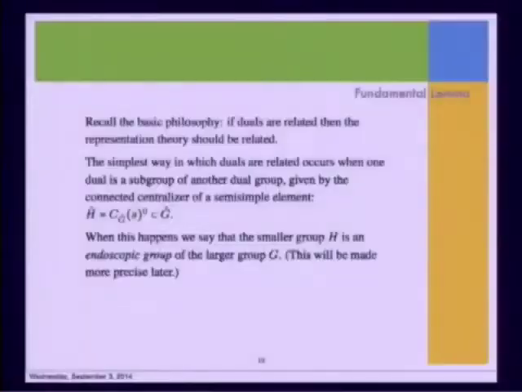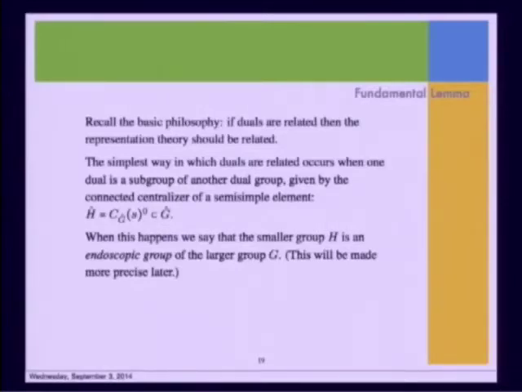Okay, so just recall the basic philosophy of Langlands and the Langlands program. We introduced the dual groups, and the idea is if the dual groups are related, then the representation theory of the two groups should be related. And the simplest way in which the dual groups can be related is if one dual group is actually a subgroup of the other group.